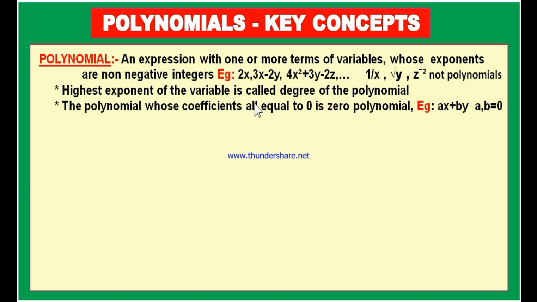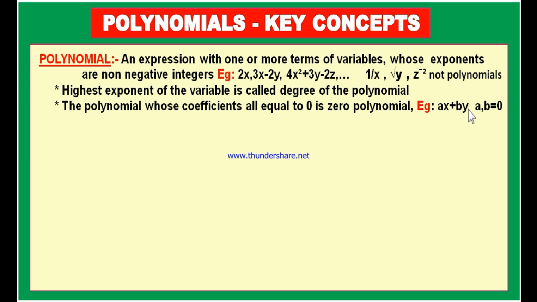In any polynomial, there may be one term or two terms or more than one term. Understood? Now, in each and every term, there may be some coefficient. You see, ax plus by is a polynomial. Here, the coefficient of x is a and the coefficient of y is b.